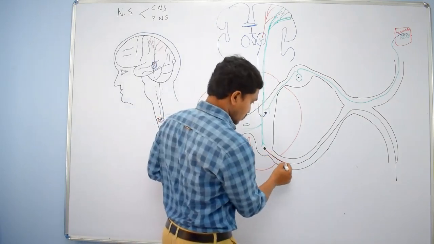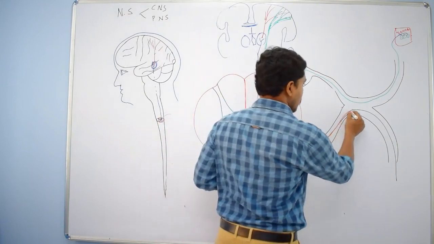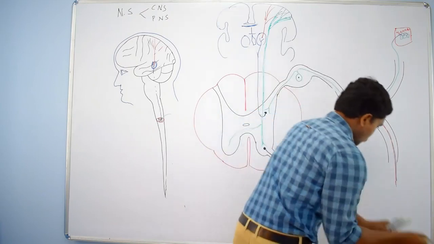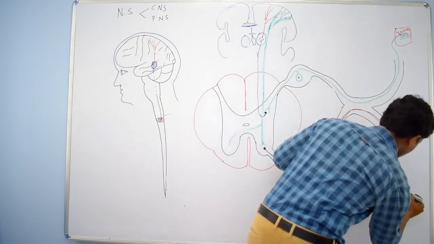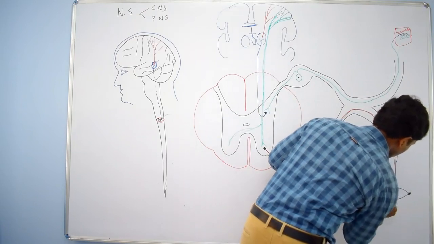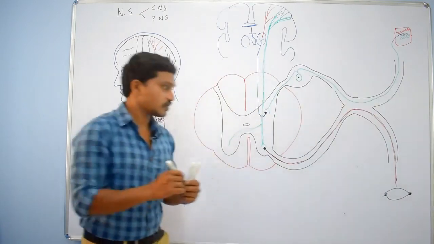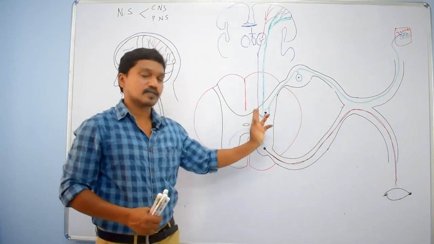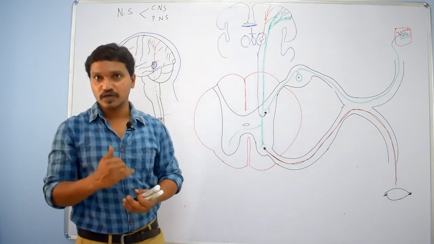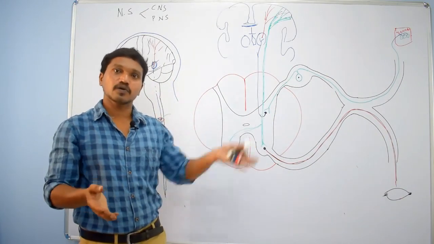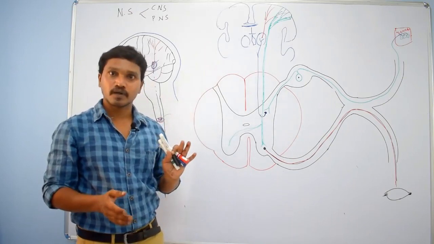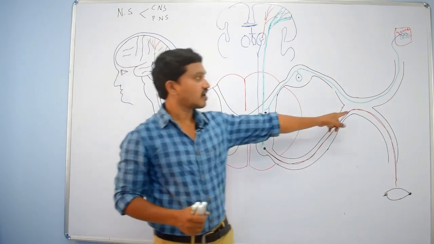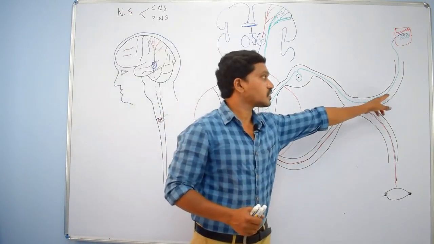Otherwise, let me draw with a different color. This is the motor root, and it reaches the muscle. So this is motor and this is sensory. I hope you understood now what is motor, what is sensory, how they go and how they come. Clear?